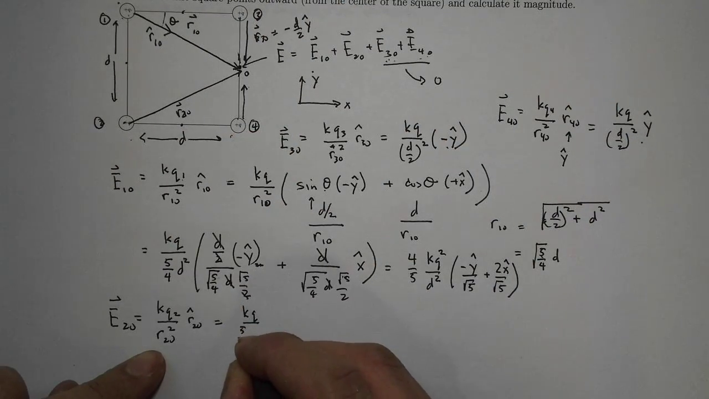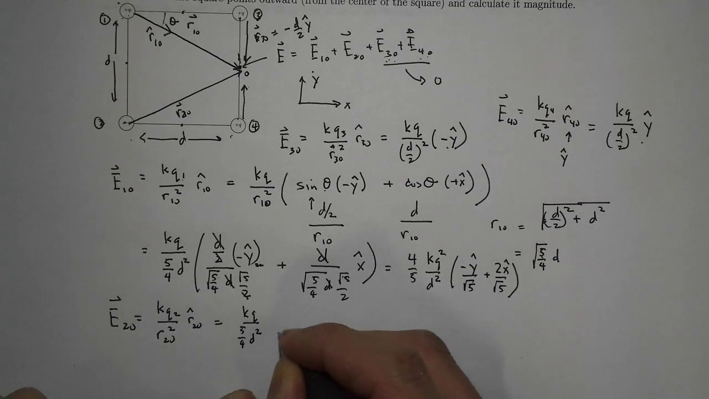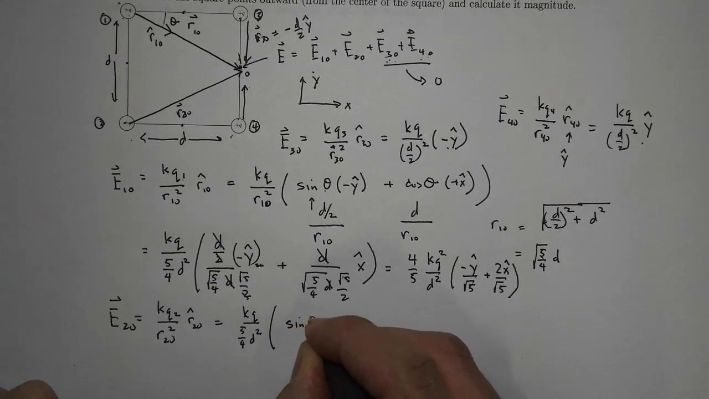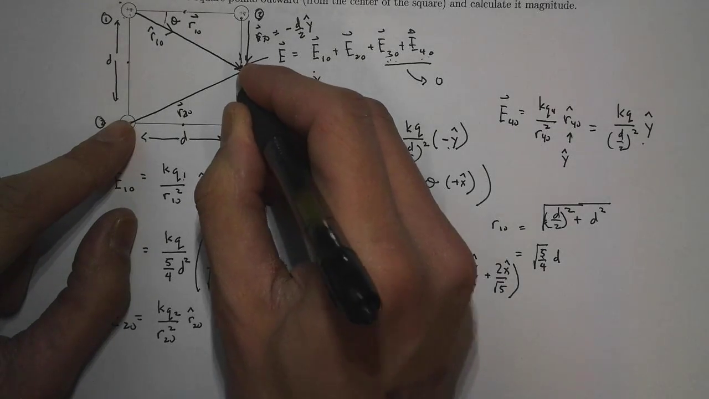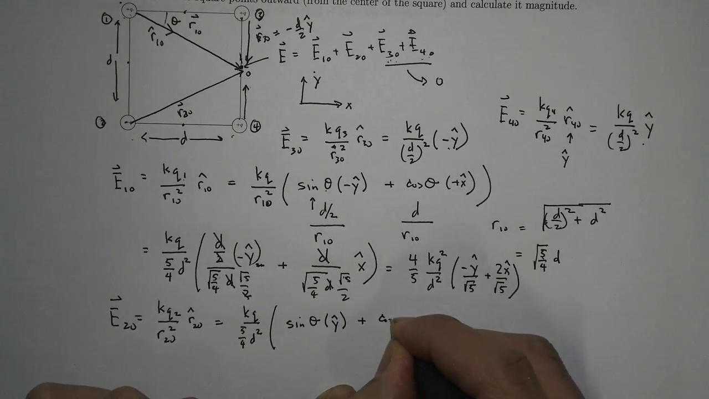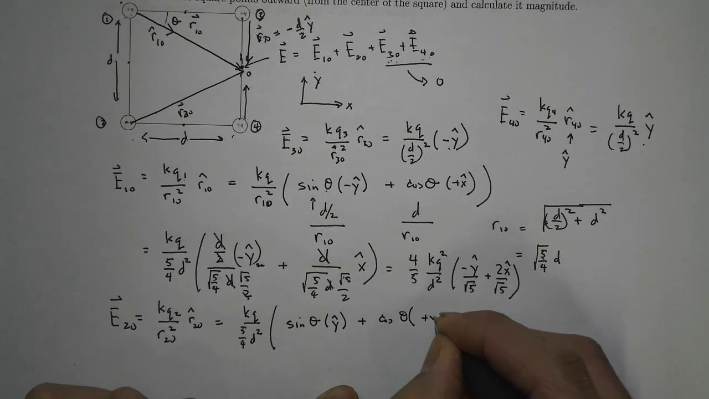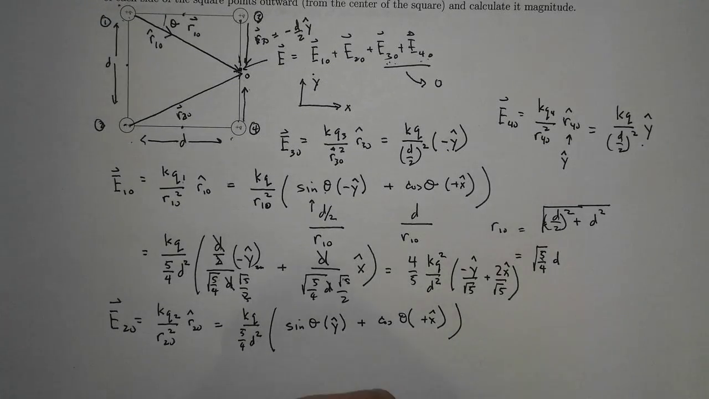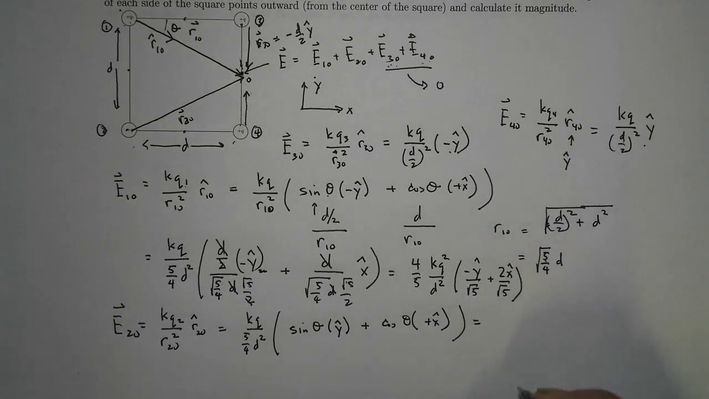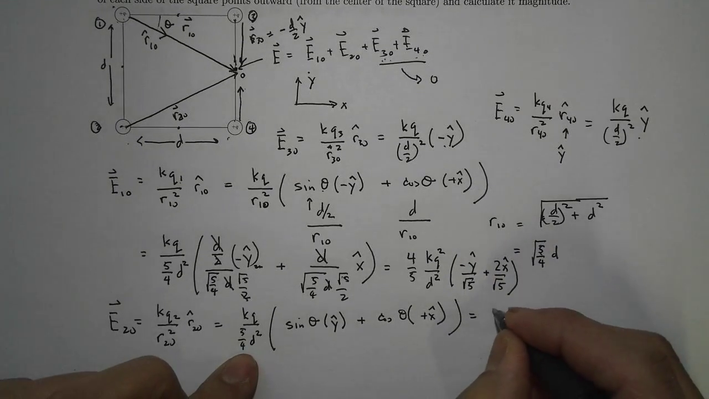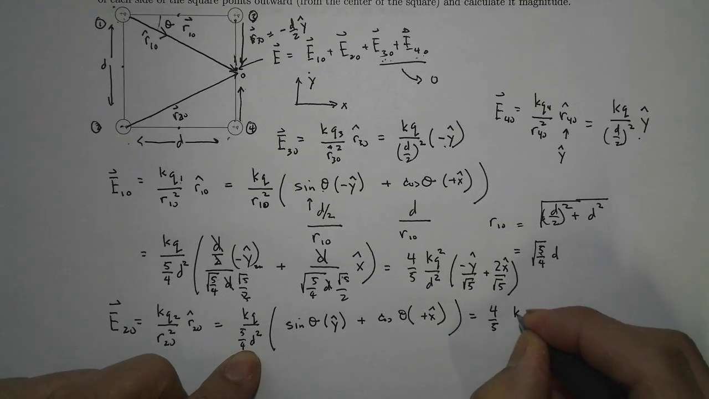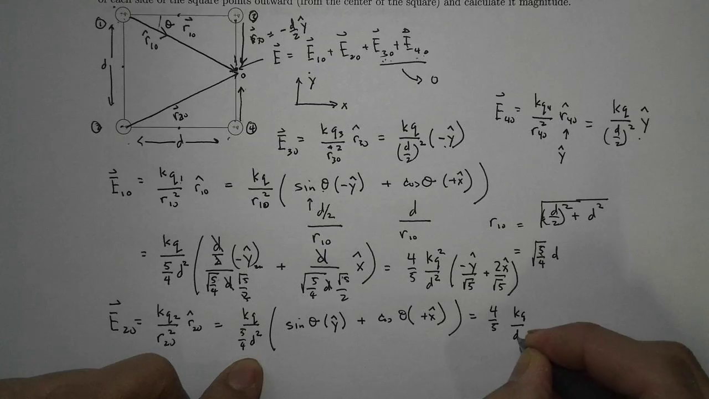So this would be 5/4 d squared, times sine theta. Now the only difference is this points in the positive y direction, y hat, plus cosine theta in the positive x hat direction again, right? And again we figure out what these angles are going to be. Let's simplify this out: 4/5 kq over d squared.